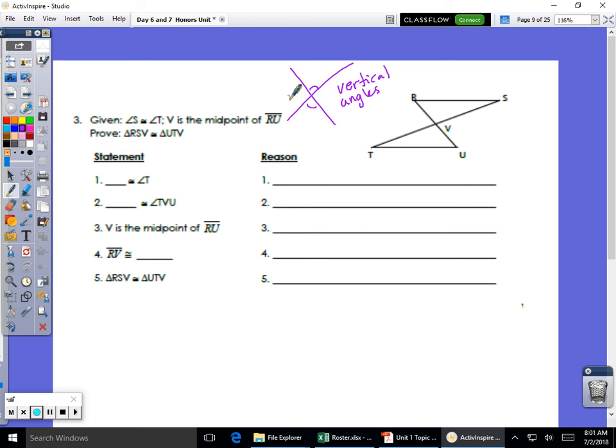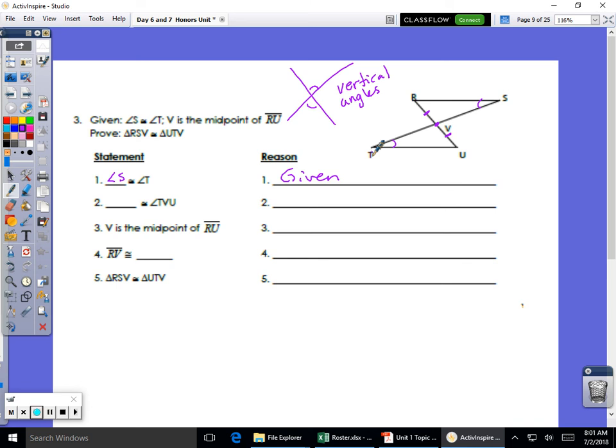All right. So if we are given that angle S is congruent to angle T, and that is given. We also know V is the midpoint of RU, which means this is halfway between R and U, but it did not say that it was halfway between S and T, so we cannot assume that.